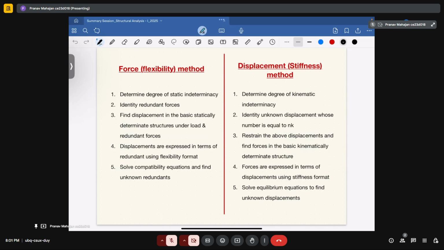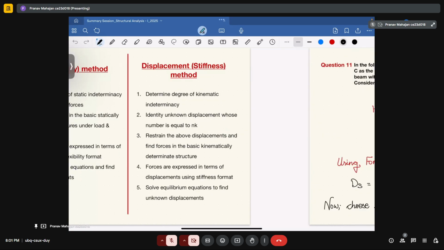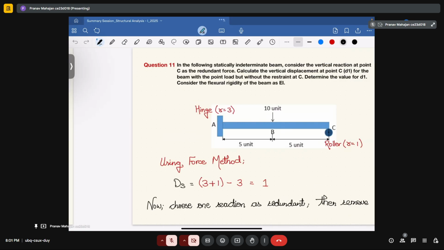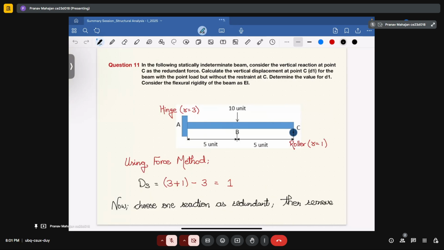We will solve one problem for each method, and then you will be able to see how you can use both of these methods. So your first problem is the following statically indeterminate beam. In the question it is already given that it is indeterminate. If you want to calculate the indeterminacy, in this case it will come out to be equal to 1. Now consider the vertical reaction at point C as a redundant force. Then calculate the vertical displacement at point C, which we express as d1, for the beam with the point load without any restraint at C. Then determine the value of d1.